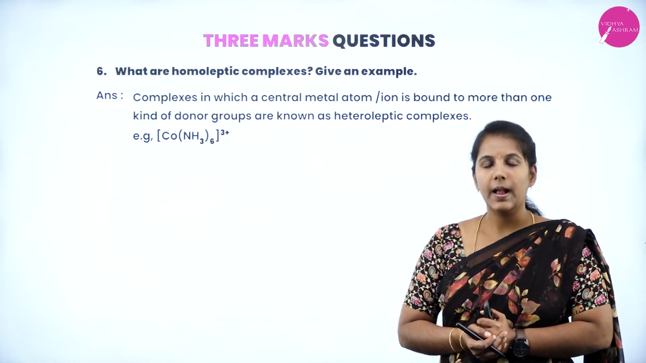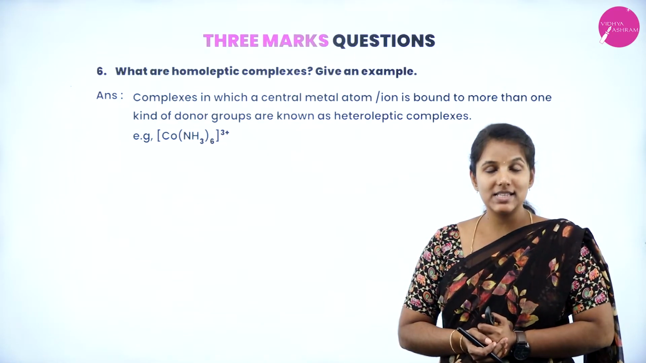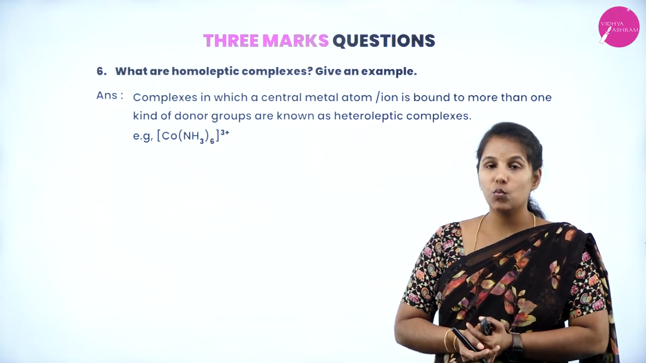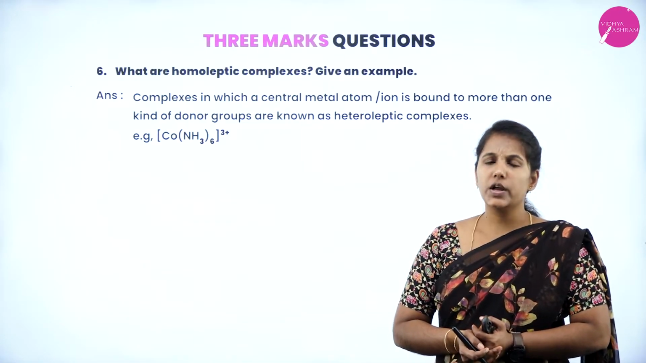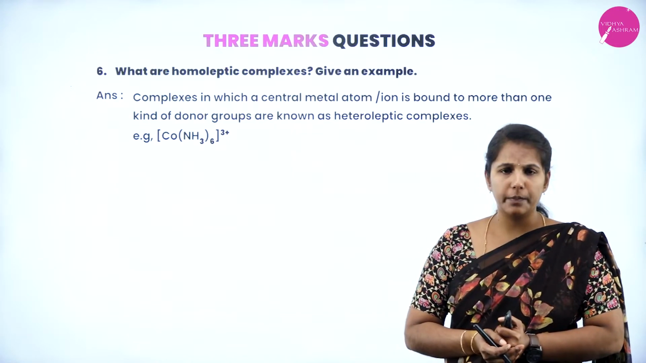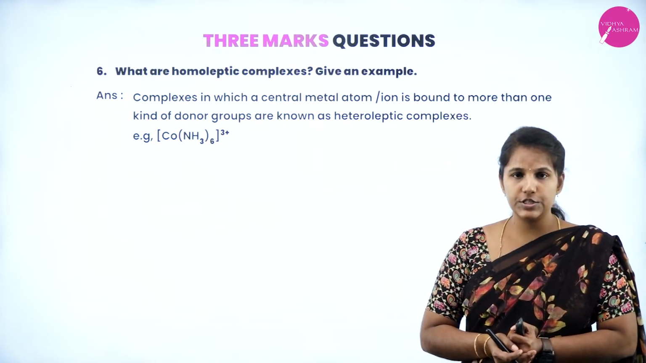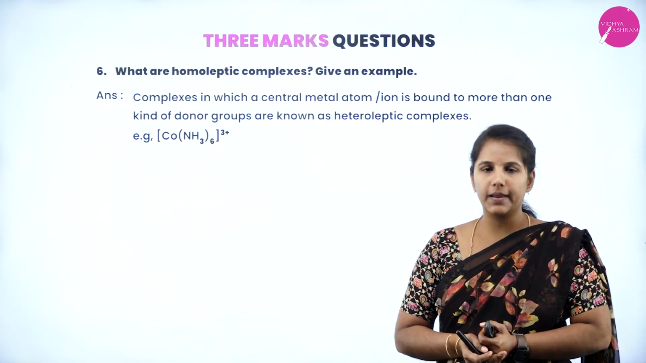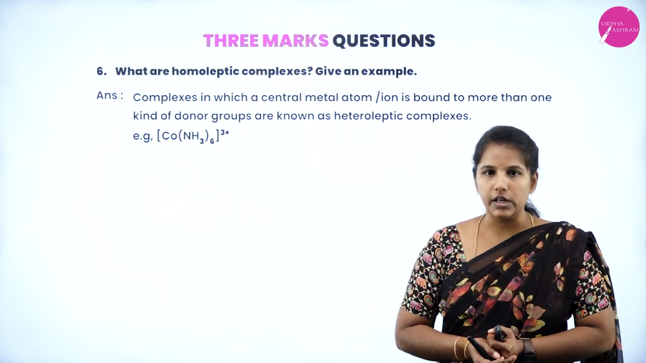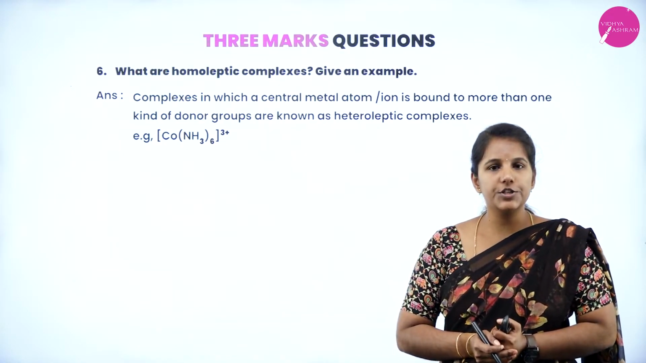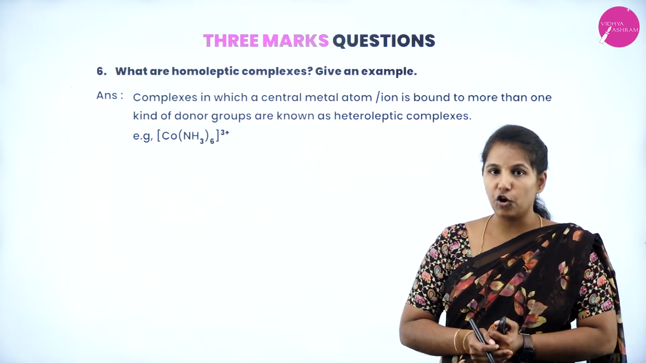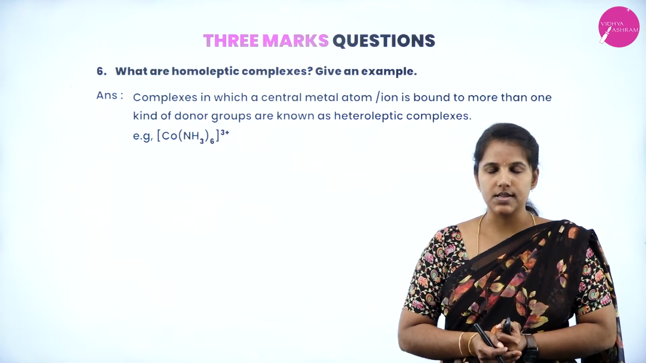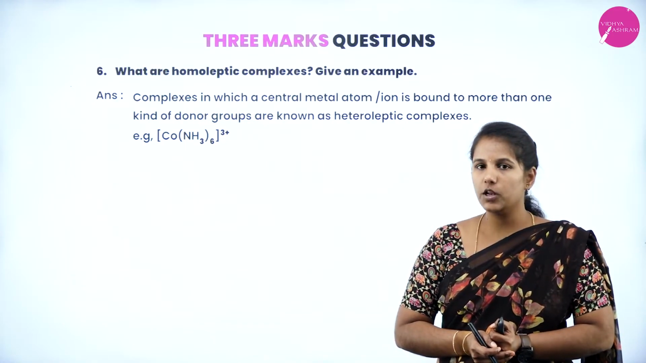Give an example. My dear students, from this unit, as I said, there can be a direct 3 mark question or 2 plus 1 mark also. In the 1 mark, they can give you any of the complexes to name for the nomenclature, and in the 2 mark, they can ask about the types of complexes formed by coordination compounds. Usually, coordination compounds can form 2 types of complexes: homoleptic complexes and heteroleptic complexes. So, we must know what homoleptic complexes are.